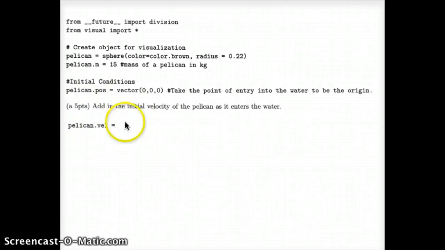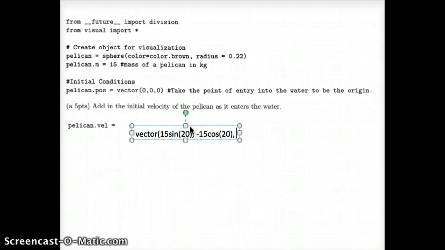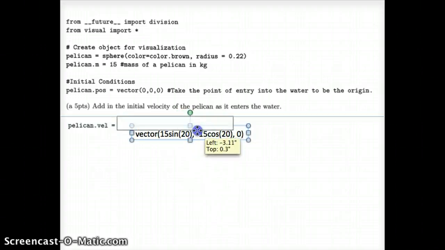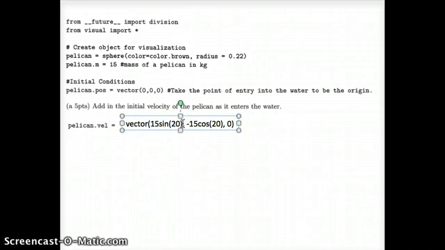But the way that you denote it, and the reason I got points off, is you have to make sure that it's in vector formatting. So you put vector, 15 sine 20, negative 15 cosine 20, and remember that, and so this is how you're supposed to note it.